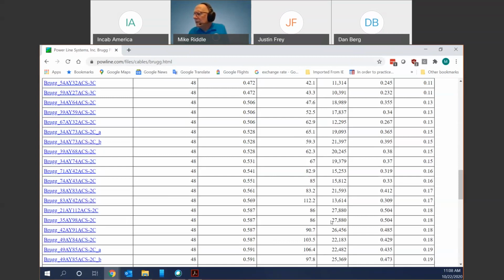So do I need 27,880 pounds? Or here's one, a little bit better fault current, but the strength is 26,456. Here's another one. Wow, got even better fault, but the strength has gone down again. Kind of no surprise. In order to get the fault current up, you've increased the aluminum content, which means the strength goes down. But the point is, what is really optimal here?